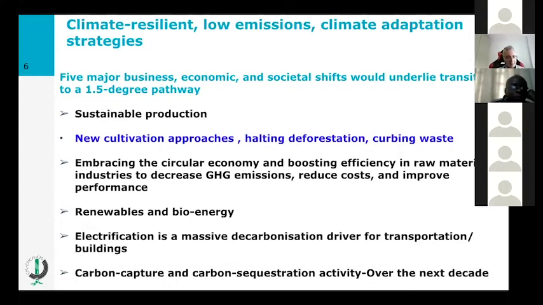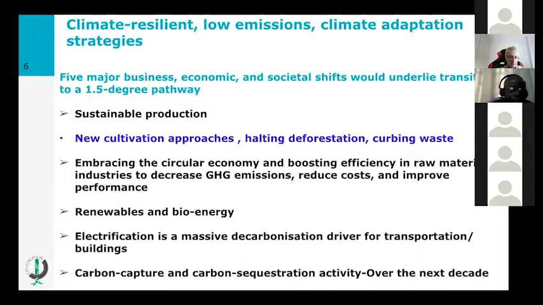First one is sustainable production. It covers a holistic approach starting from different cultivation approaches. We heard from various scientists who spoke in the last 2 days. Now the terms are changing. It's not the good agriculture practices, it is the climate smart agriculture. And then halting deforestation is a key element. How to discourage deforestation, especially from a small farmer's point of view.